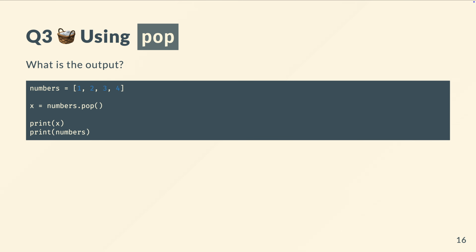Now, question 3. Numbers starts as 1, 2, 3, 4. We pop the last item. So 4 is removed and returned. We store it in x. We print x. Then we print the numbers list. What are the two lines of output? Pause and predict.